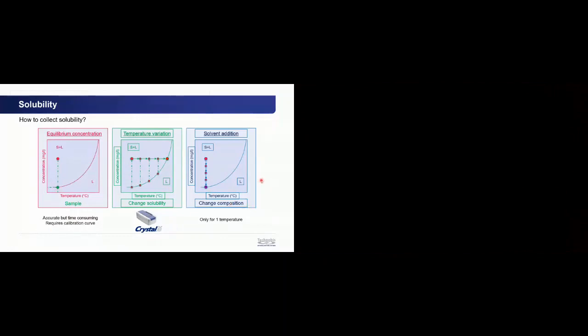An alternative would be to do solvent addition. This is taking a known amount of material and adding solvent in aliquots until you get to solution. Again, this is very time consuming and can only really give you one temperature point. The alternative is using a full solubility temperature variation model. This is where you make several concentrations and measure when the solution is obtained, so when the material goes into solution at various temperatures, and that can help you generate a solubility curve.